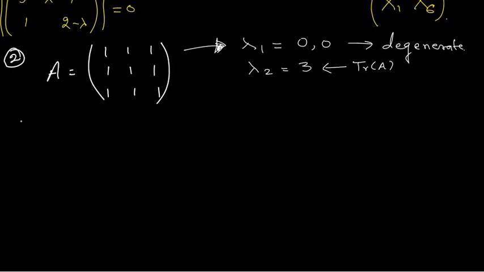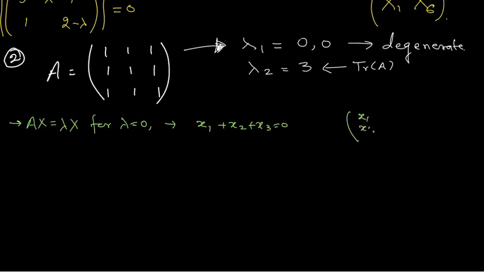If you do, then you will find that for lambda equal to 3 there will be one eigenvector, and for lambda equal to 0 there will be two eigenvectors. So when you solve Ax = lambda x for lambda equal to 0, you will get that for all the eigenvectors x1 + x2 + x3 = 0. This x1, x2, x3 is an eigenvector.